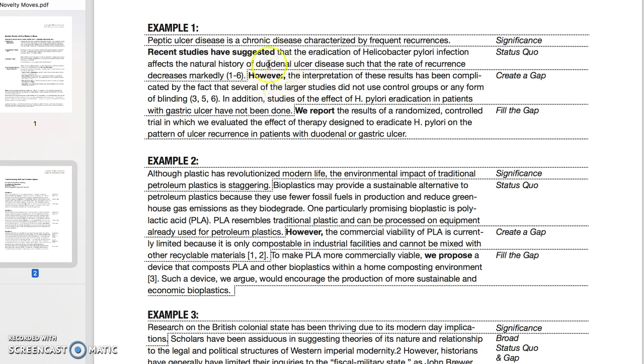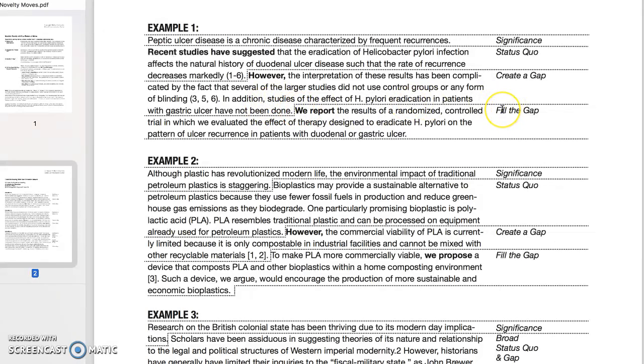So this word here, however, is really important to signal to the reader that you're moving from what has already been established to what is still bringing about questions and what is still open for more investigation. So here it's the fact that it's been complicated that they did not use control groups or blinding, and that the studies in patients with gastric ulcer have not even been done. So this shows to me as the reader that this is what their research will be focusing on.